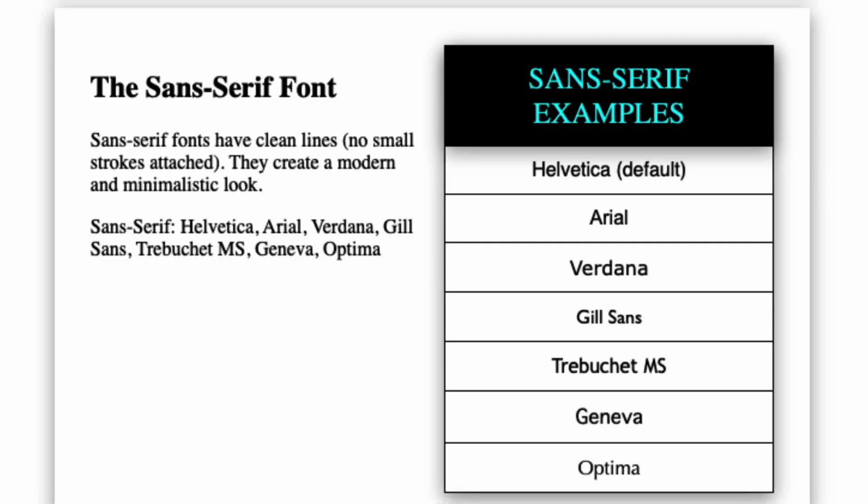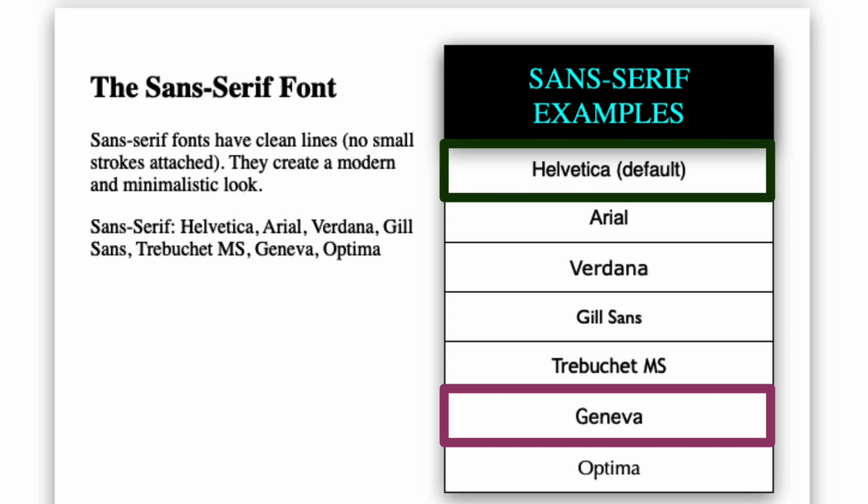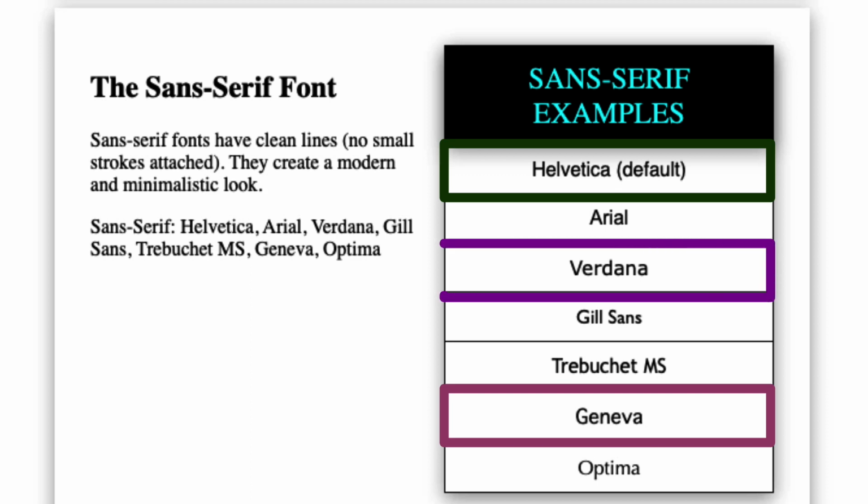Let's say, for example, you wanted an upright sans-serif font. You might start with your favorite font, let's say Geneva, and then you'll list a few more that are more common. Helvetica is the default one for Chrome, so maybe you would put that in there too somewhere, but you could also have Verdana or Gill Sans.